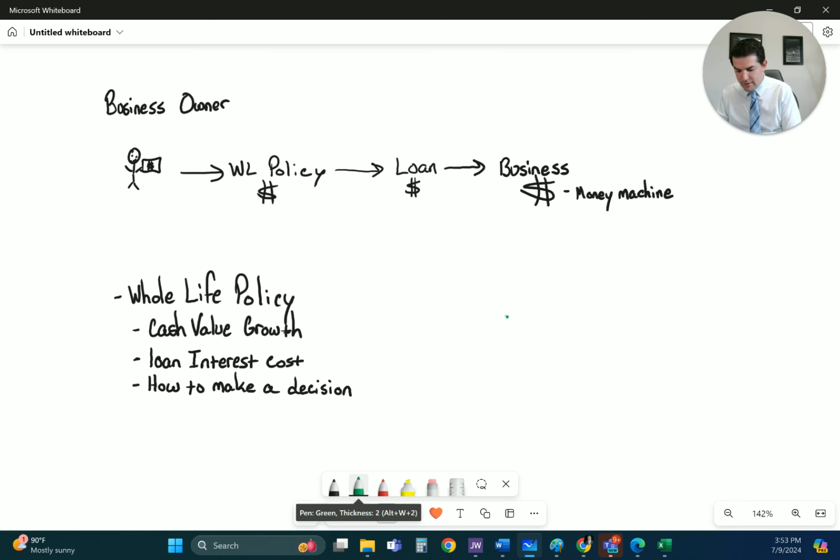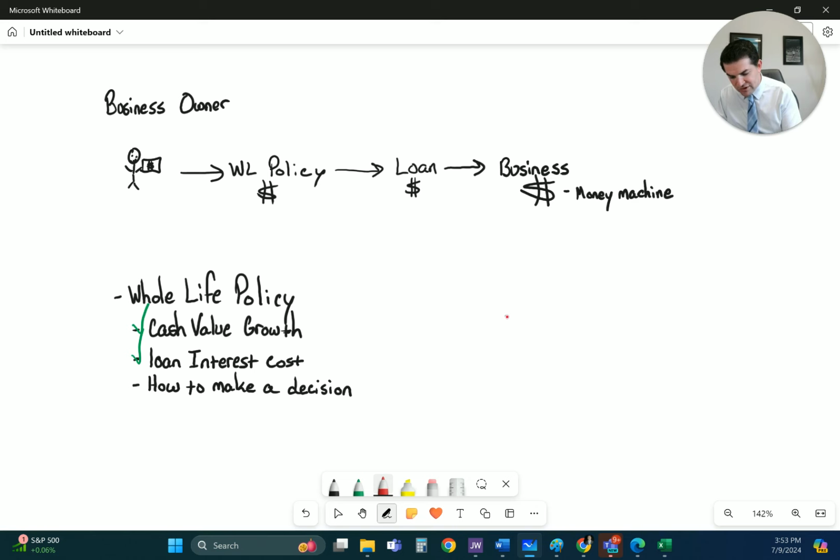He wants to see, one, exactly what the cash value is growing by every year. Show me the positive, show me the negative, provide full transparency so I can see it, understand it, and then decide to move forward if it is a fit for me. Then he wants to see what's the loan interest cost.